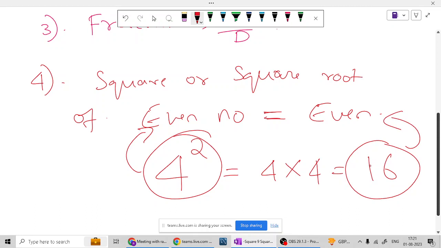Yes, sir. So this is the concept. They might ask you this in MCQs. Okay, sir. Make a note of this: the square or square root of an even number is always even. You know what even numbers are, right? Yes, sir. Okay, John. Take this down.